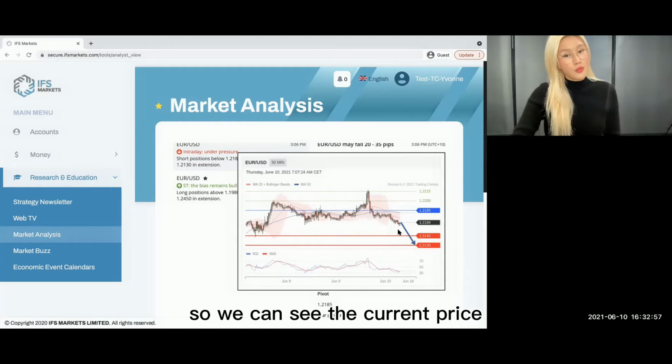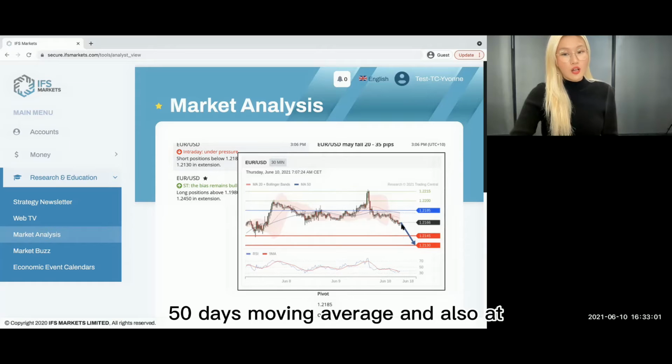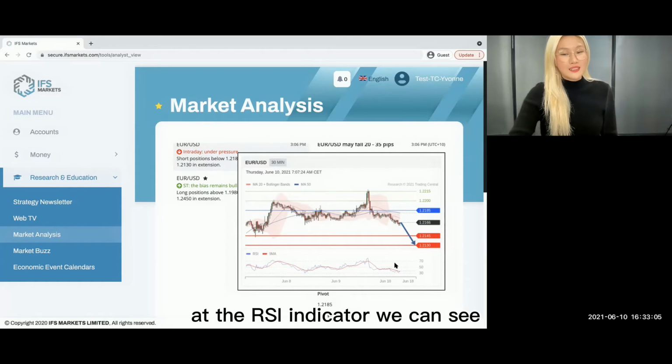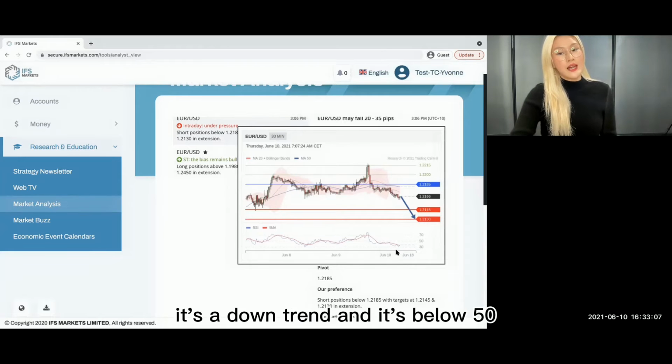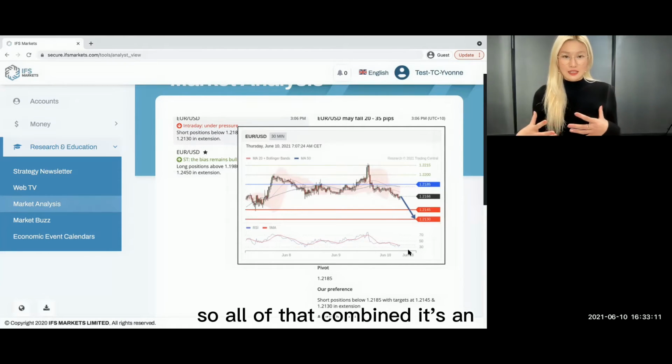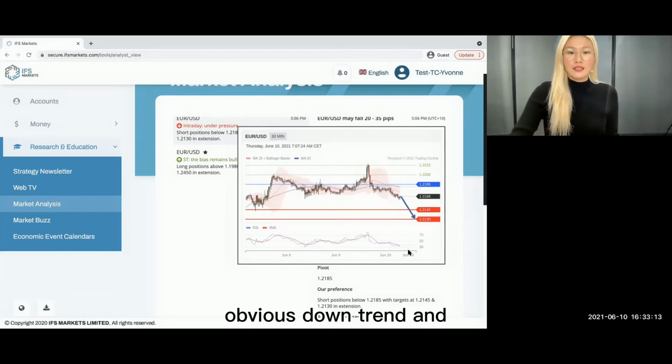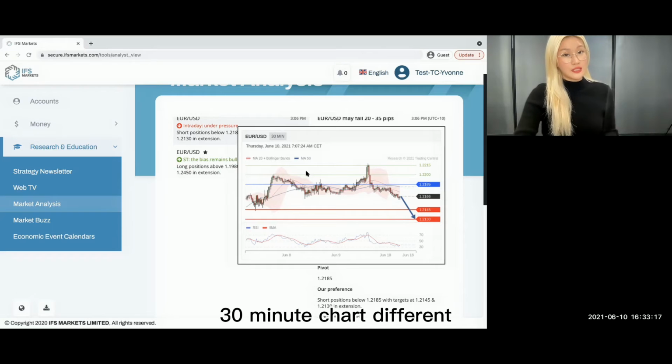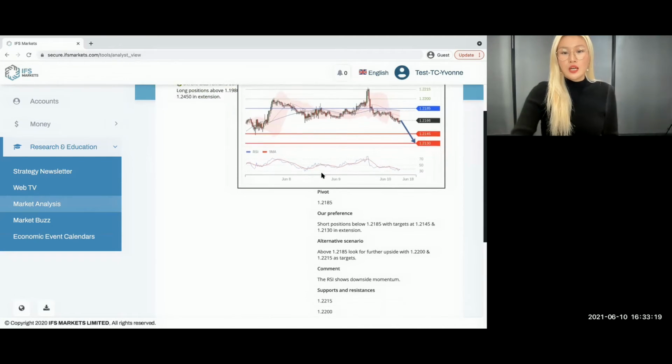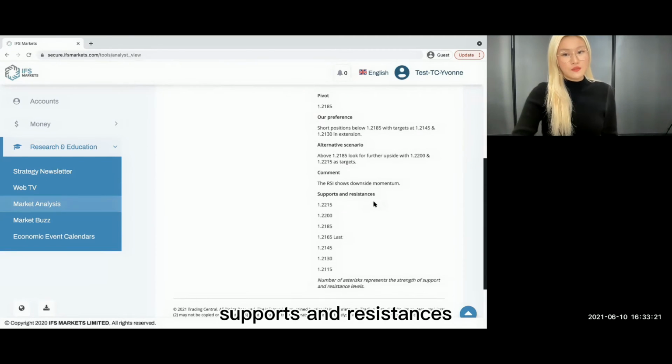So we can see the current price is below the 20 days and 50 days moving average, and also at the bottom of the Bollinger Band. At the RSI indicator, we can see it's a downtrend and it's below 50. So all of that combined, it's an obvious downtrend. And make sure that you pay attention, this is a 30-minute chart, different than the usual daily chart. Below, it's a series of supports and resistance.